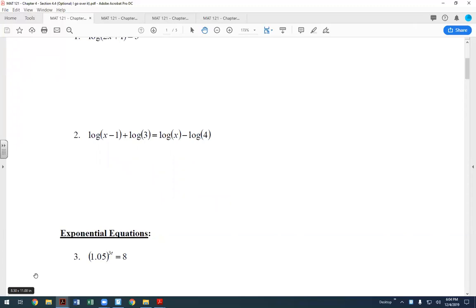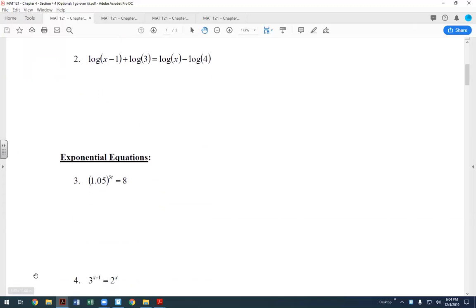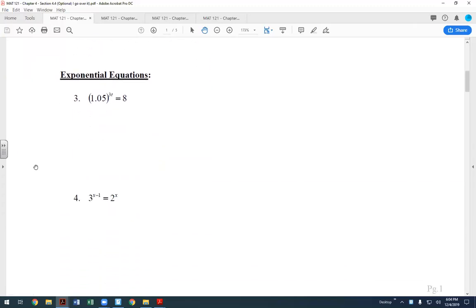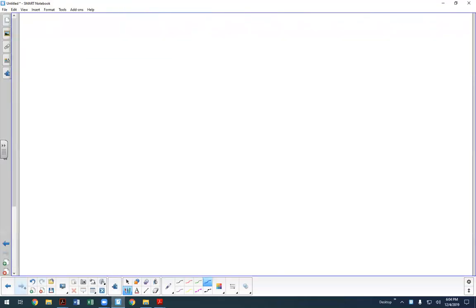Okay, our next 2 examples are dealing with exponential equations. So this will actually be very similar to what we had done with the base change formula last time. So this guy here is giving us a base of 1.05 raised to the power of 3t equals 8. So do you have a starting point? Where do you think we should start with this one?